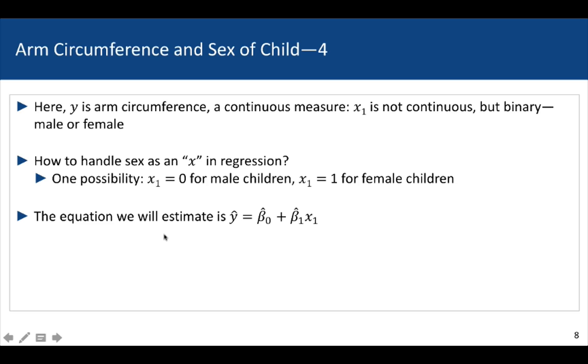So here our outcome Y is arm circumference, which is a continuous measure. We're estimating the mean of Y. X1 is not continuous, it's binary: male or female. So how are we going to handle this binary value as an X in regression? Well, what we'll do is create a binary X that takes on the value of 1 for one of the two sex groups and 0 for the other. So I'm going to arbitrarily make it take on a value of 1 for female children and a value of 0 for male children. And so what we're now going to estimate is an intercept and slope to an equation that will give us the estimated mean arm circumference as some linear function of this binary sex.